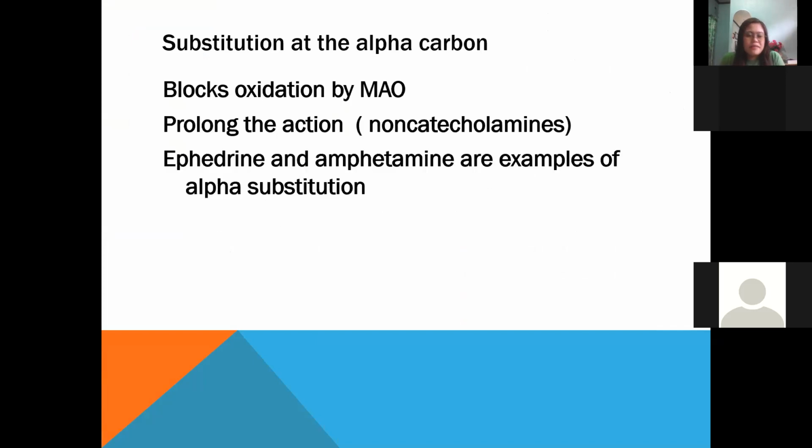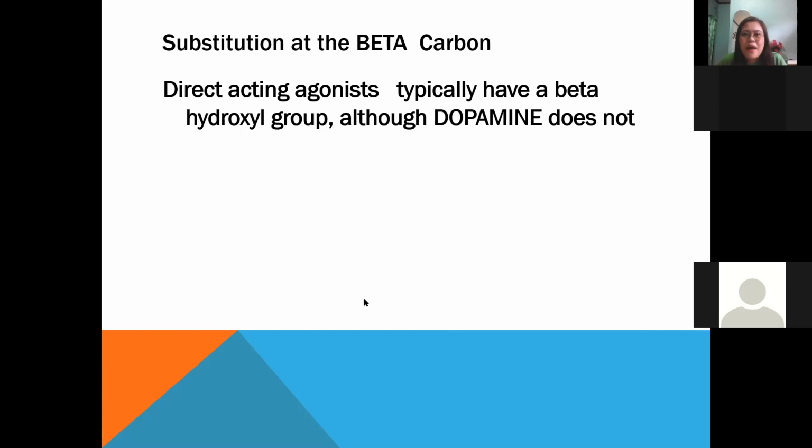Questions about the substitution on the alpha carbon? None. So how about the substitutions at the beta carbon? Most of our direct-acting agonists typically have a beta hydroxyl group, meaning an OH on the beta carbon. Most of our sympathomimetic, direct-acting drugs have the OH here, but it actually has nothing to do with their activity. The exception is dopamine; only dopamine has no OH.